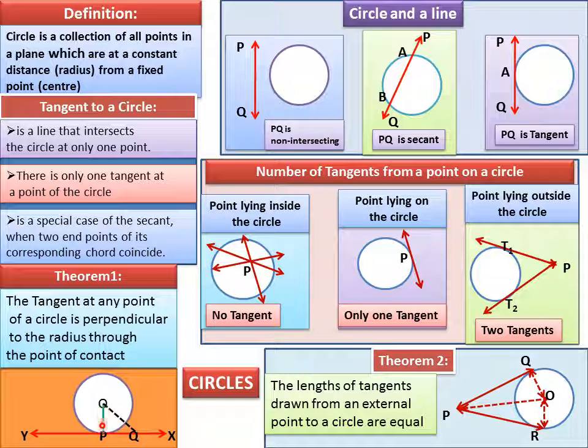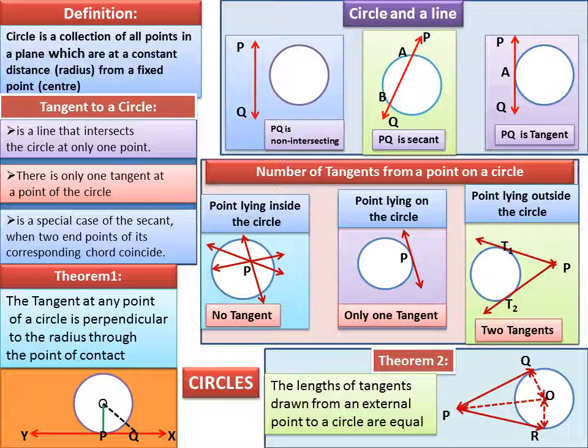So the radius drawn from a point P, and the tangent drawn at that point P, both are perpendicular. So in this diagram you can see, OP is perpendicular to YPX, that is the tangent. YPX is a tangent, OP is a radius, both are perpendicular.